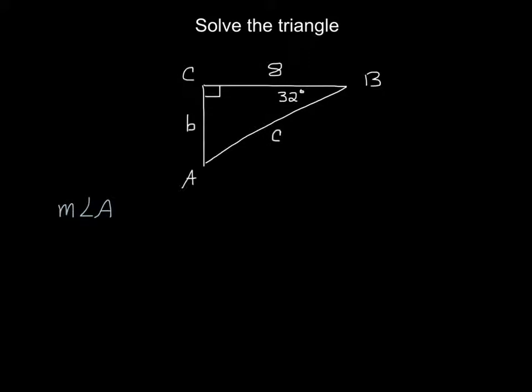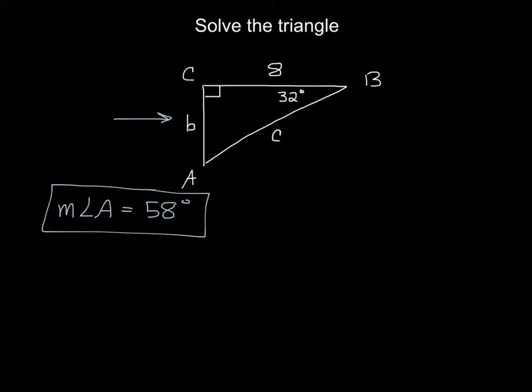To do that, you can use the idea from geometry last year that the 2 acute angles in a right triangle have to add up to be 90 degrees. You could also use the fact that all 3 add up to 180. You'll get the same result. So the measure of angle A is 58 degrees. So now we have 2 side lengths to figure out. Let's start by figuring out B.